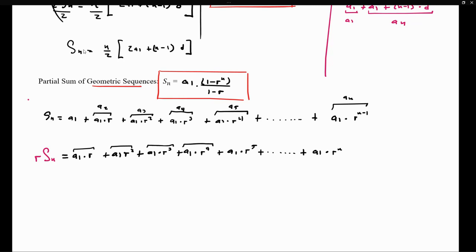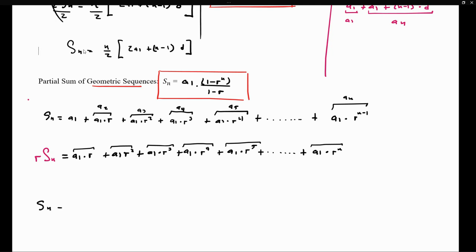Let me just show which expression is for which term. This expression is for the first term multiplied by r, the second term multiplied by r, third, fourth, fifth, and the nth one. So now I have an expression for S of n and r S of n.